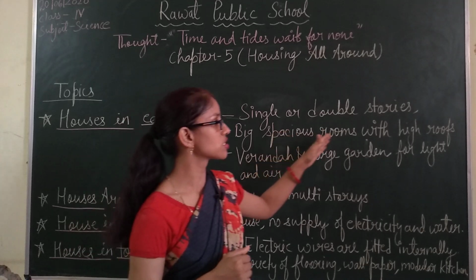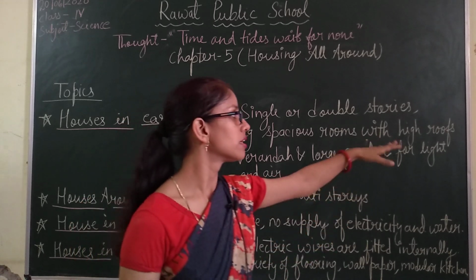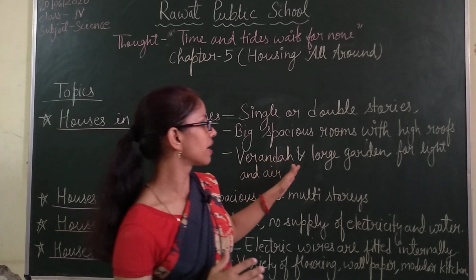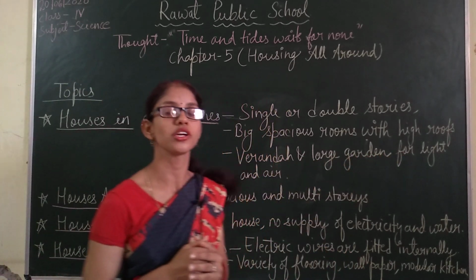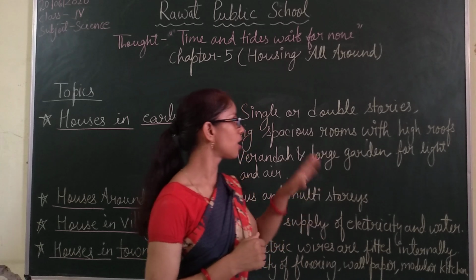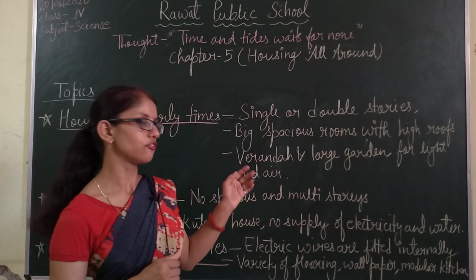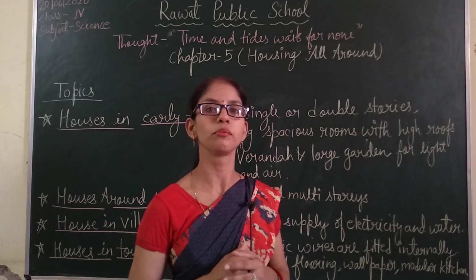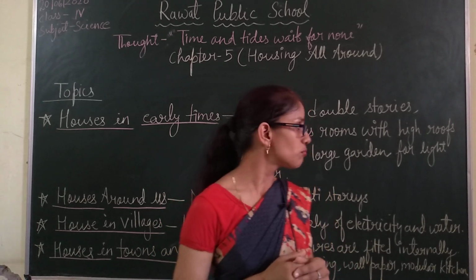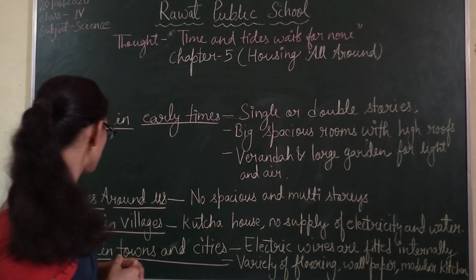Whereas there are big spacious rooms with high roofs; the rooms are very large, and the ceilings are also at a very high level. The third thing is the veranda and large garden for light and fresh air. So there are very big verandas in the houses of earlier times, and large gardens are also there for sunlight and air. These houses are completely different from the houses found in the cities or around us. And the most important thing is that most of the houses found in the villages are kacha houses.